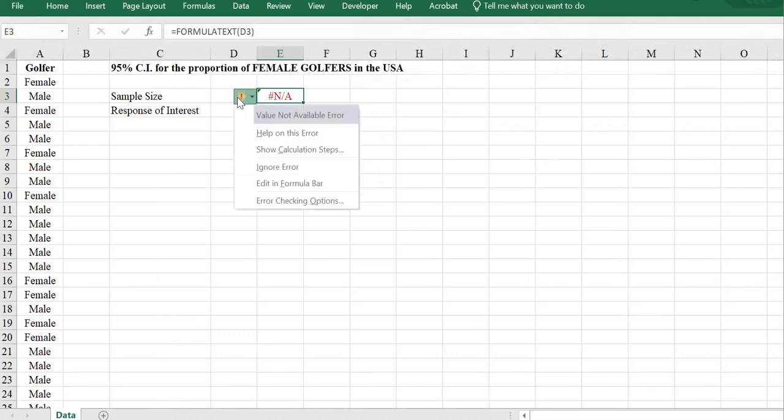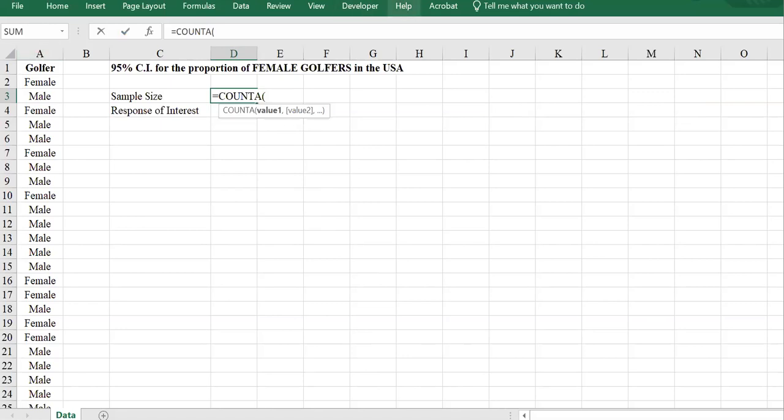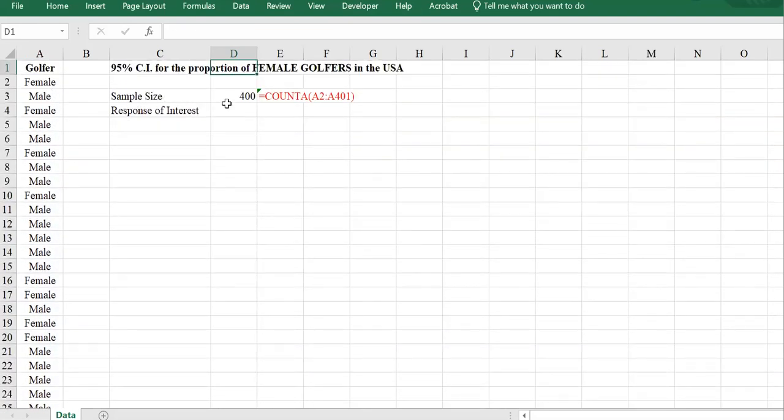All right, so the sample size is going to be count A of my sample, and I just need to take only the values, count A, or you can just type 400. You know that the sample size is 400, all right? What is the gender of interest or the response of interest in this case? That would be female. We're trying to count the number of females, all right?